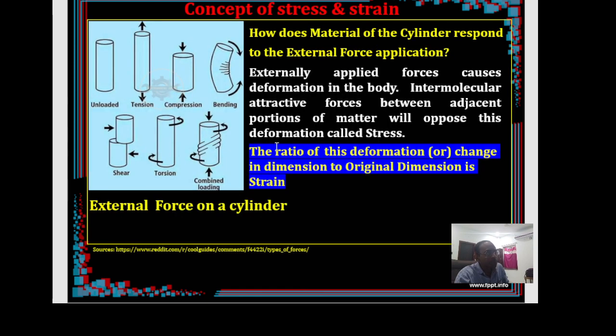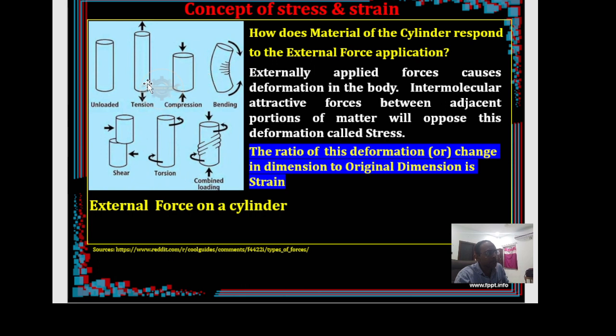Look at the first one: the development of the strain as well as its measurement and its types. We have already gone through this kind of discussion when the concept of stress was discussed. Here you can see a cylinder was unloaded in the beginning. Later on, an external load is applied on the cylinder.